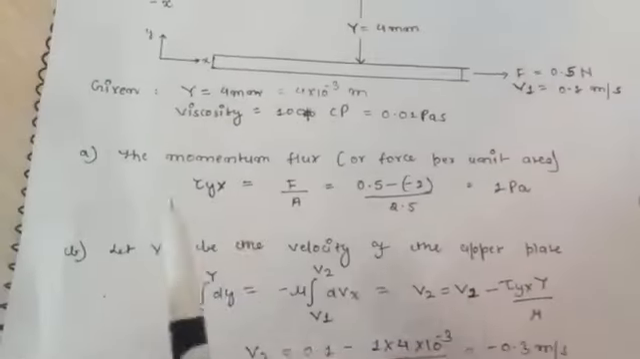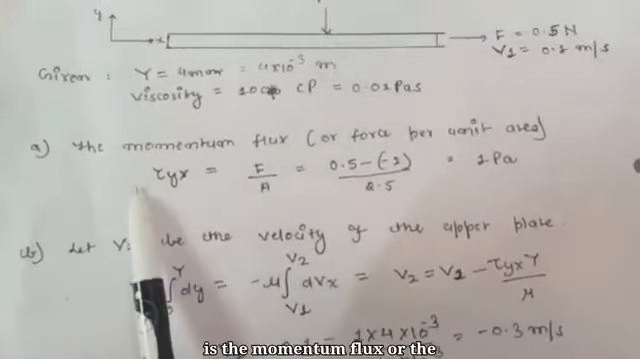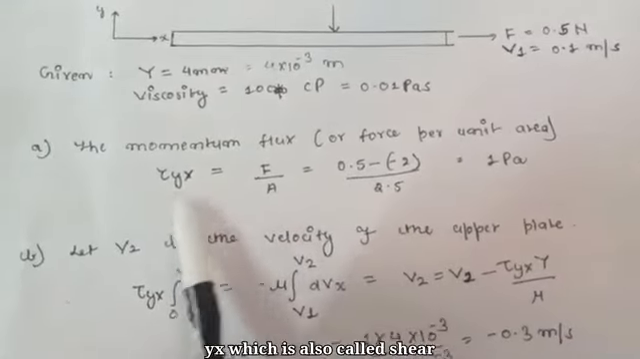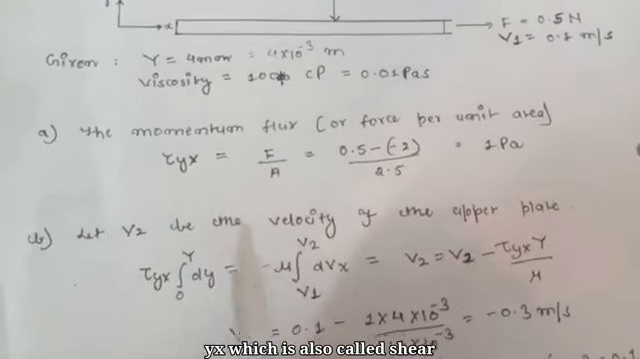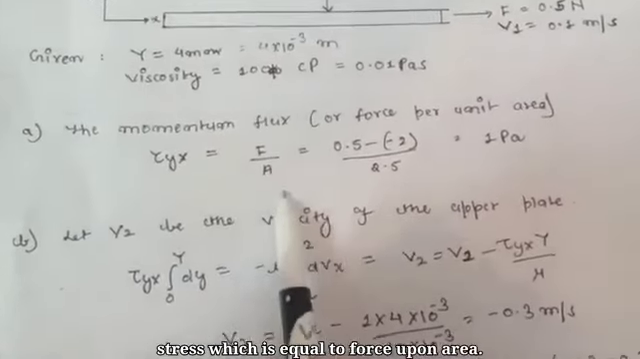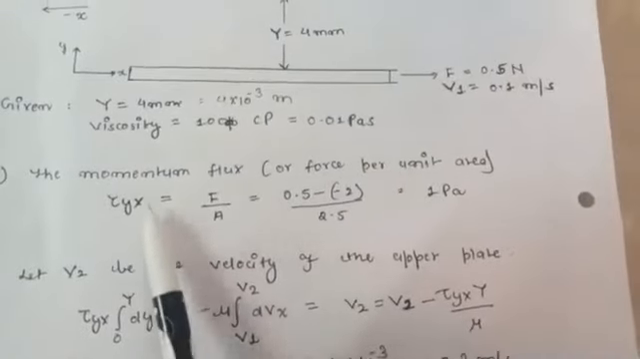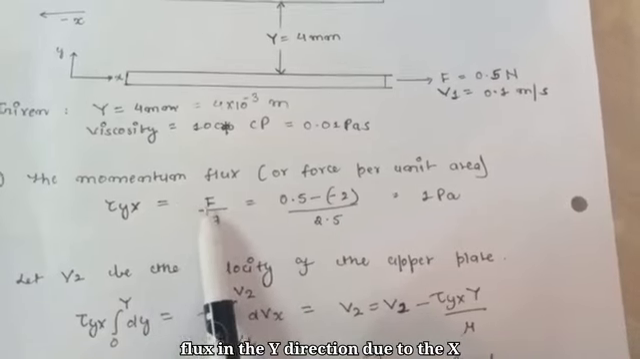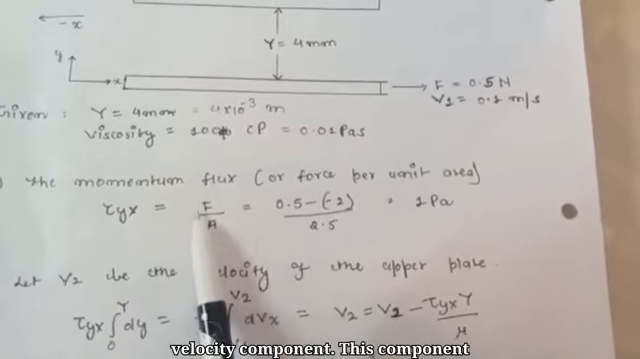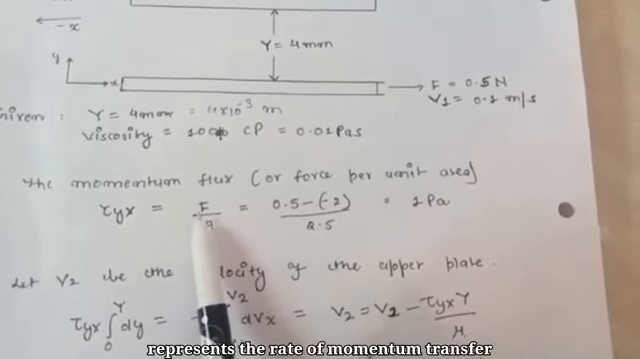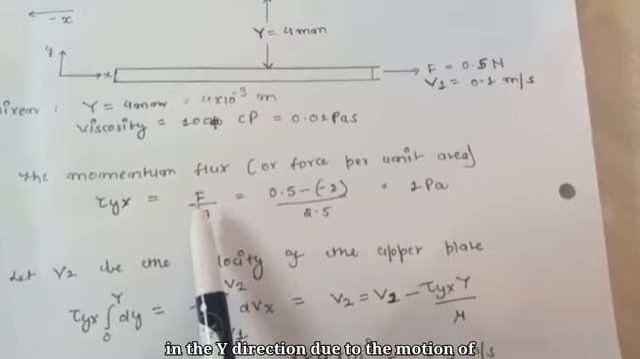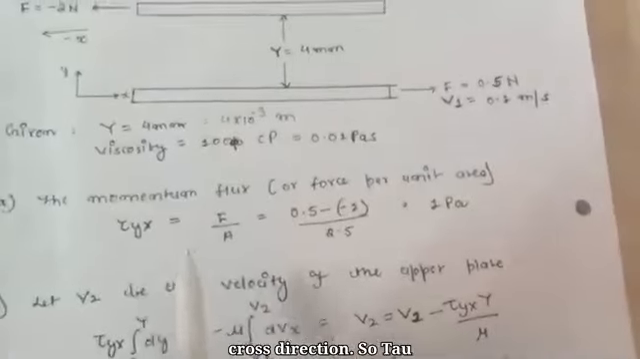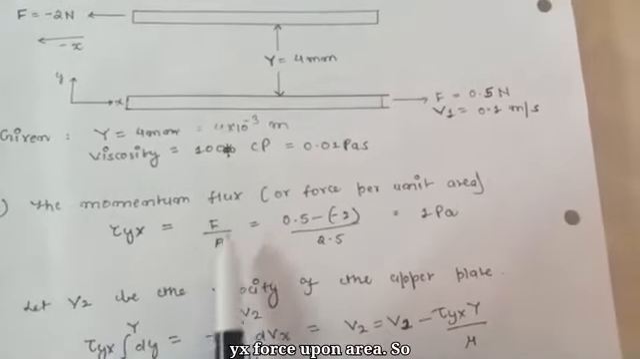So, the first thing we are going to calculate is the momentum flux, or the force per unit area, meaning tau yx, which is also called shear stress, and is equal to force upon area. It represents the momentum flux in the y direction due to the x velocity component. This component represents the rate of momentum transfer in the y direction due to the motion of fluid in the x direction. So, tau yx is equal to force upon area.